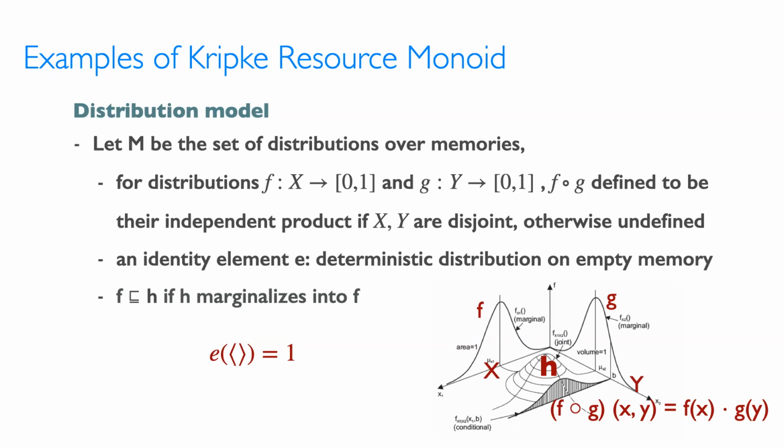Really, it's a model where we think about probability distributions over memories. And we can think about two probability distributions as described by their map to each element, the probability mass function if they are discrete. And we can think about the operation between them, the monoid operation, as the independent product of the two distributions if the two domains are disjoint, and then we can have it undefined otherwise. And we also need an identity element, which can be the deterministic distribution of the empty memory.